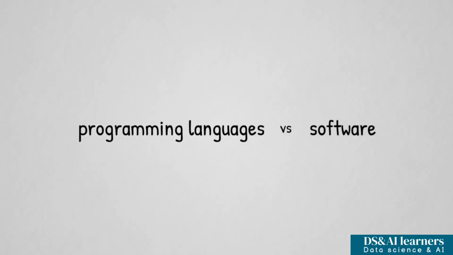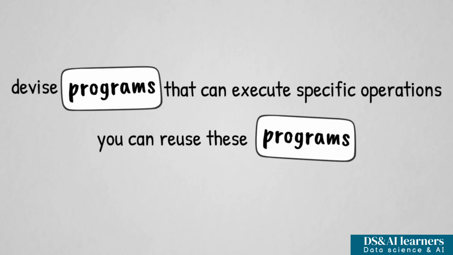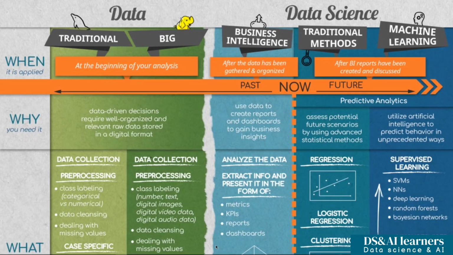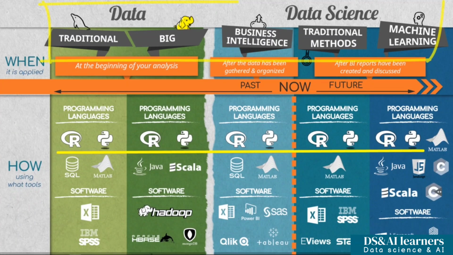Split the relevant tools into two categories: programming languages and software. Knowing a programming language enables you to devise programs that can execute specific operations. Moreover, you can reuse these programs whenever you need to execute the same action. As you can see from the infographic, R and Python are the two most popular tools across all columns.